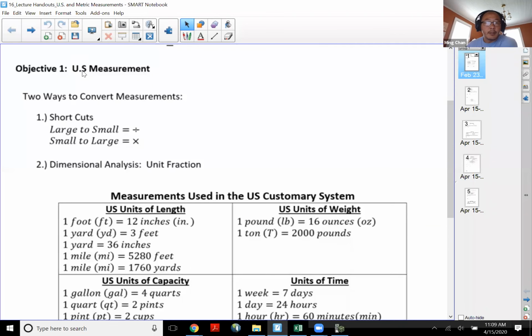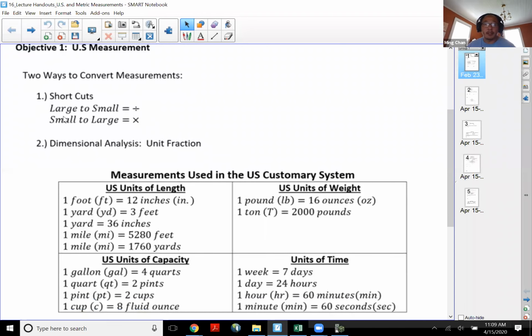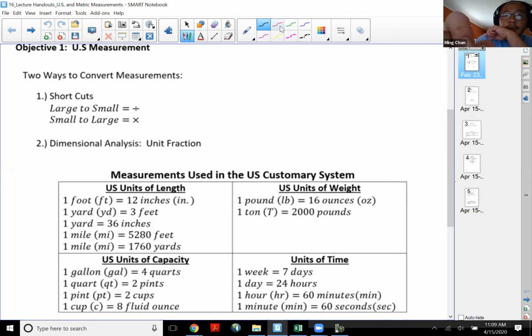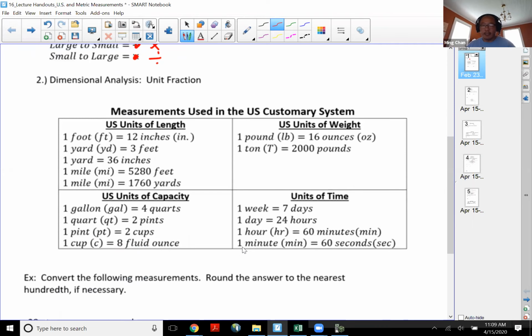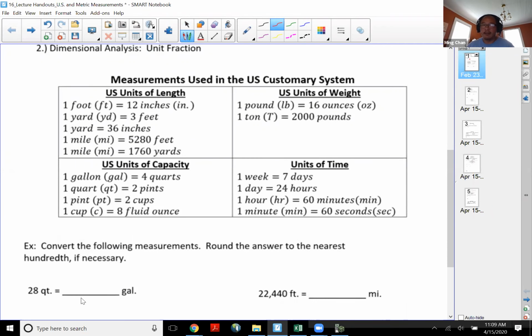Normally when we convert US measurement, I like to use the shortcut ways. For units that we're not really familiar with, I like to show students the unit fraction way, or something called dimensional analysis. So just remember, whenever we convert large units to small units, we will always multiply. To convert from small units to large units, we will always divide. Let me explain why, because sometimes the answer does not seem to make sense.